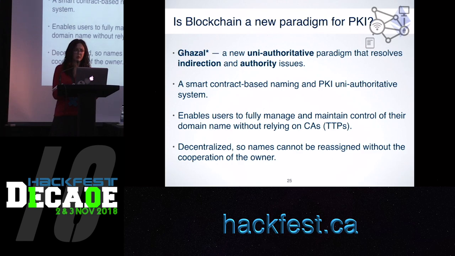So how did we use the Ethereum blockchain? Just imagine a scheme in which the domain name itself would be issued through the blockchain. Who would be authoritative over this domain name? Of course, it's the blockchain itself. So we created and designed a new uni-authoritative paradigm that resolves indirection and authority issues. It's a smart contract-based naming and PKI system. It enables users to fully manage and maintain control of their domain name and their certificates without having to rely on any trusted third parties, such as registrars or CAs. And it's decentralized, so names cannot be reassigned without the cooperation of the owner.